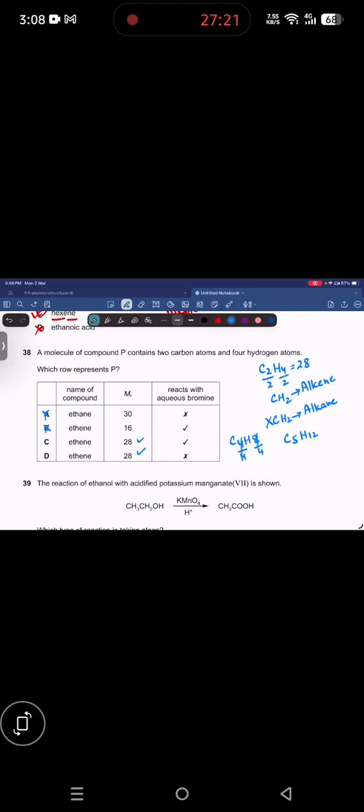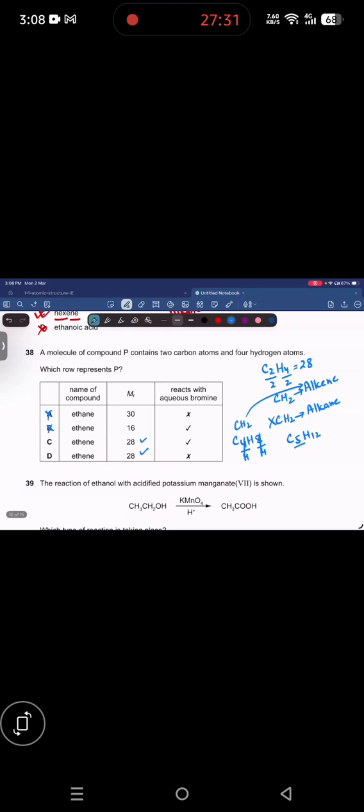Cancel out, you will get the answer CH2. CH2 means the alkene. Then you divide the number of carbon atoms, the 5, divided by this. You're not going to get the answer of CH2 here. So it means it belongs to the alkane. Now reacts with the bromine. The ethene reacts with the bromine. This one is a cross, so not our choice. D is not our choice. C is the correct answer here.